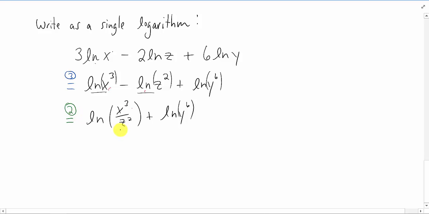Now what do we have? Well, we have two logarithms that are added together. We can use our first rule in reverse to combine those two. We do that by multiplying what's inside of the two logarithms. There we go. And then just notation-wise, if we're multiplying this stuff out, this y to the 6 is just really multiplying the numerator. So to clean it up a bit, we can write it like this.